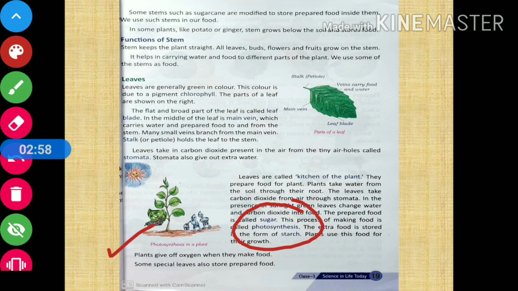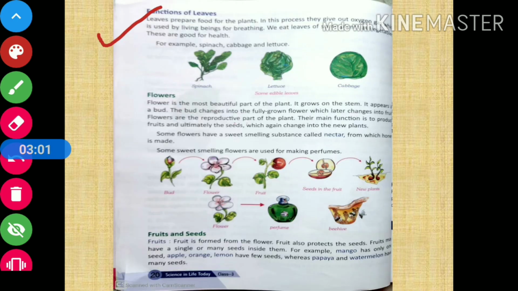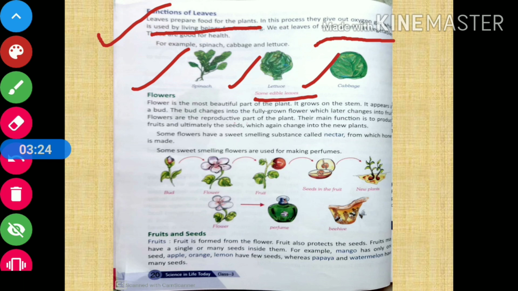Now let us see the function of leaves. Leaves prepare food for plants. We also eat leaves of some plants as vegetables. Those leaves are called edible leaves. What are examples of edible leaves? Examples are spinach, lettuce, and cabbage. These are examples of edible leaves.